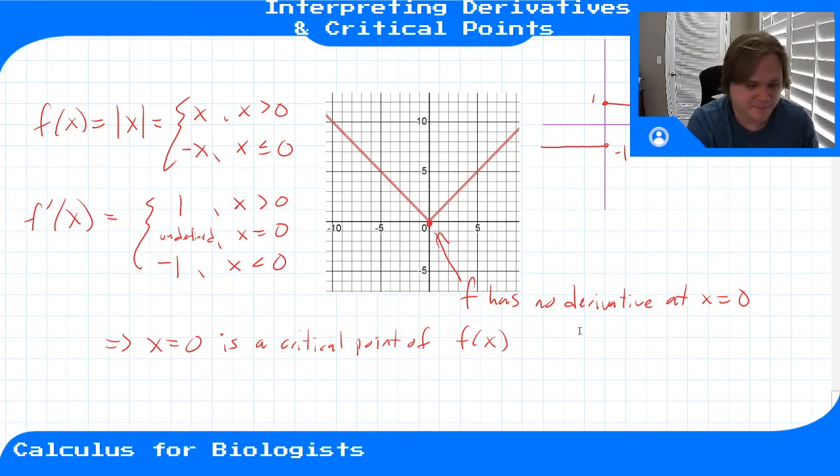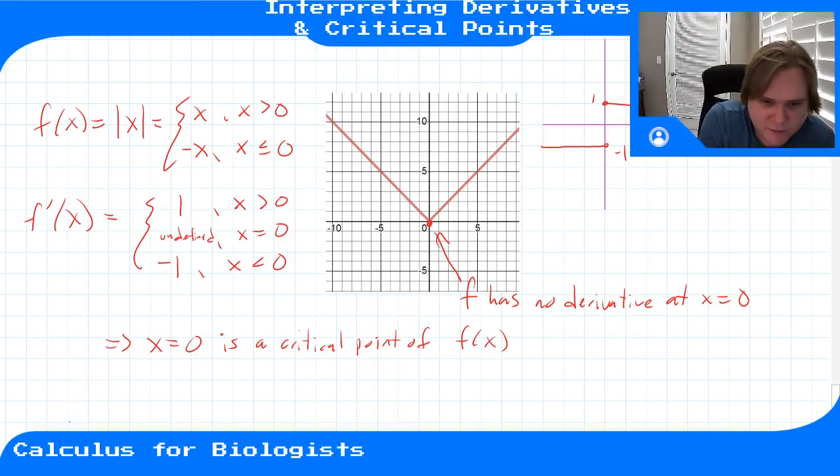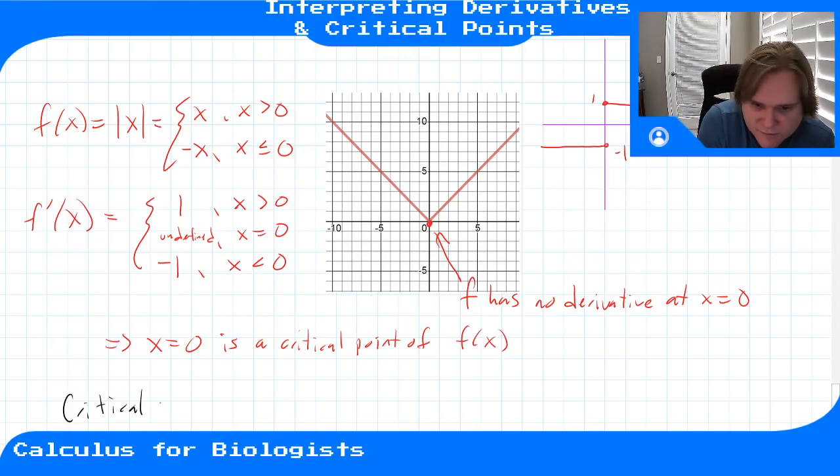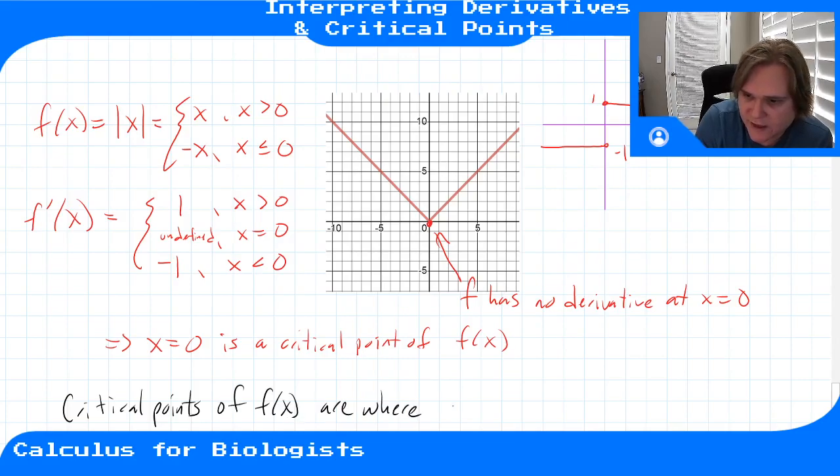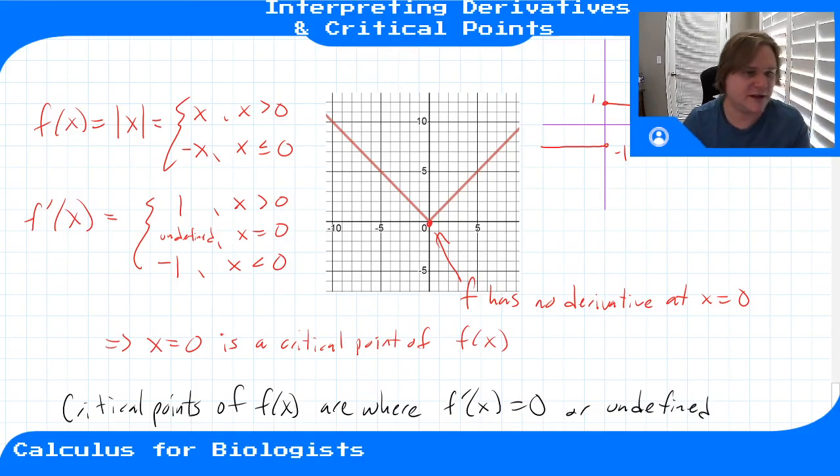Critical points of f of x are where f prime of x is equal to 0 or undefined. So either it's 0 or it's not defined. Okay? And these will be important for thinking about what functions look like and how to solve some optimization problems later on in the class. All right.